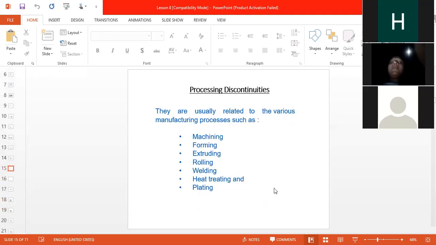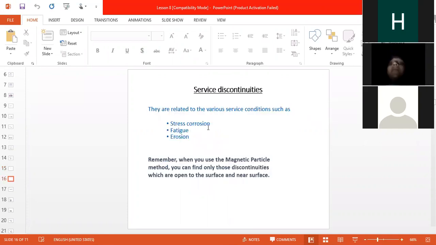Now machining is a process, forming is a process, extruding is a process, rolling is a process, welding is a process, heat treatment is a process, and plating is a process. So these are the processes. While you are doing these processes, you will get indications, and these indications we can call processing discontinuities. Okay, then service: stress corrosion, fatigue, erosion.